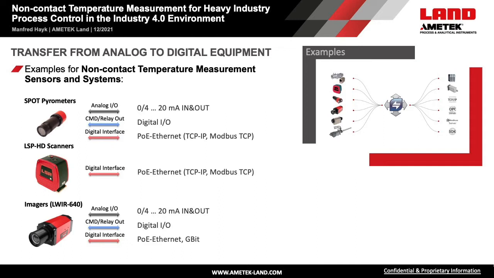The LSB HD scanner, which is an infrared line scanner, provides a one-cable digital interface via Power over Ethernet industrial Ethernet connection. And last but not least, the new LWIR 640 thermal imager provides analog IOs, 0 or 4 to 20 milliampere, CMD relay outs, digital IOs, and the digital interface, which is also a Power over Ethernet interface.